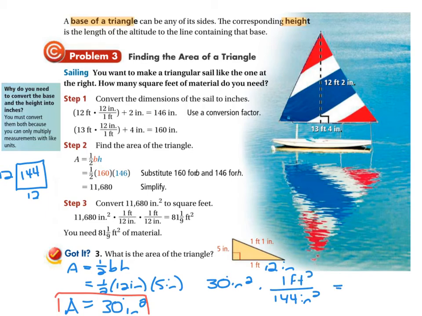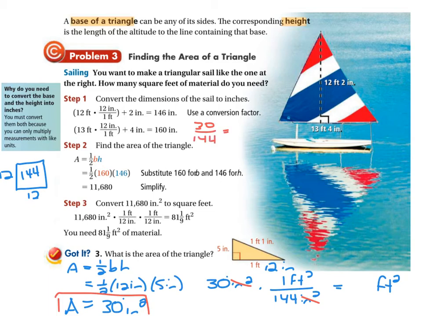You can see how these units, inches squared, are going to cancel out. So we'll be left with feet squared. And 30 over 144, we can simplify down. And I'll do this up here. Okay, 30 over 144. You can do this in parts.